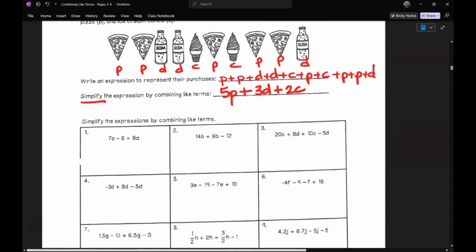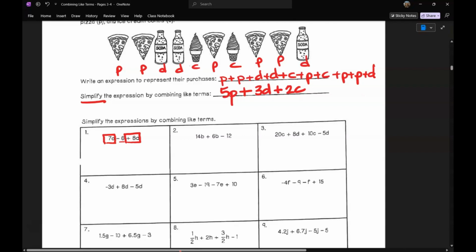Let's do the same thing down here without the pictures. So we've got 3 things. We've got a 7a, we've got a -6, and an 8a. I want you to think about terms being everything that's separated by a plus or a minus. Of those 3 things, which ones can we put together? So we're going to put the 7a, I want you to put a box around it. And then we can put that with the 8a because they both have an a. When you box this up, I want you to box it with that plus sign in front of the 8.